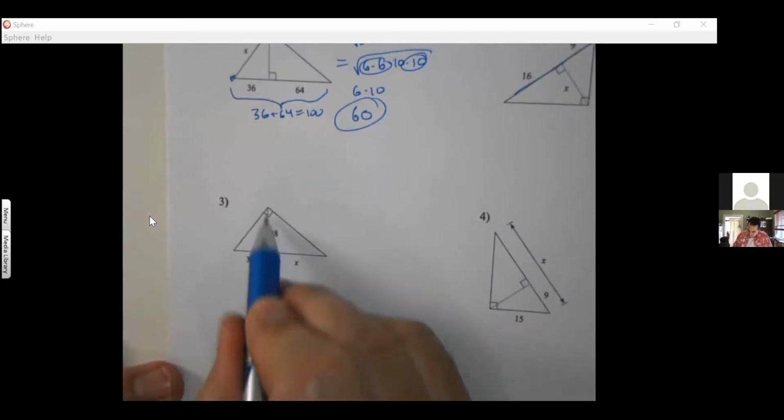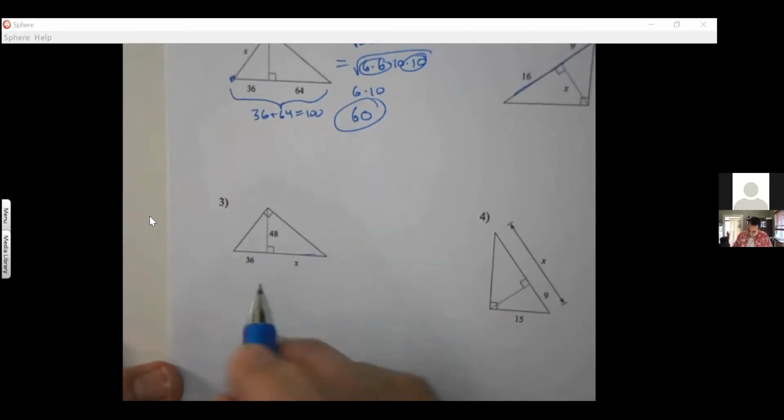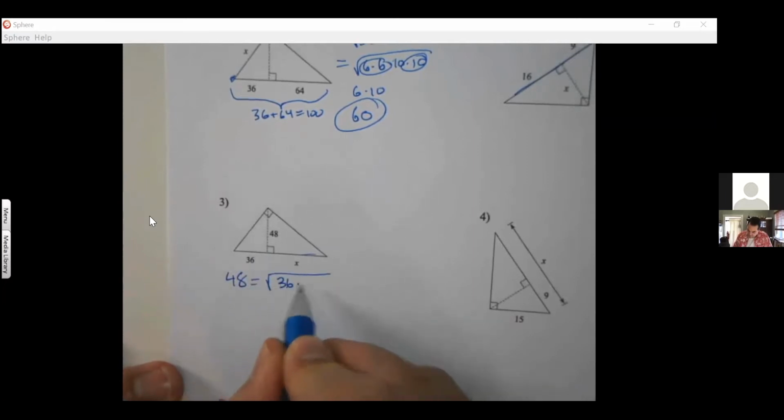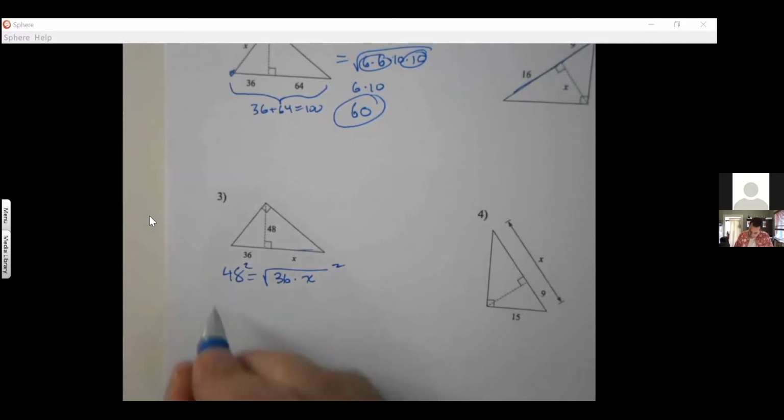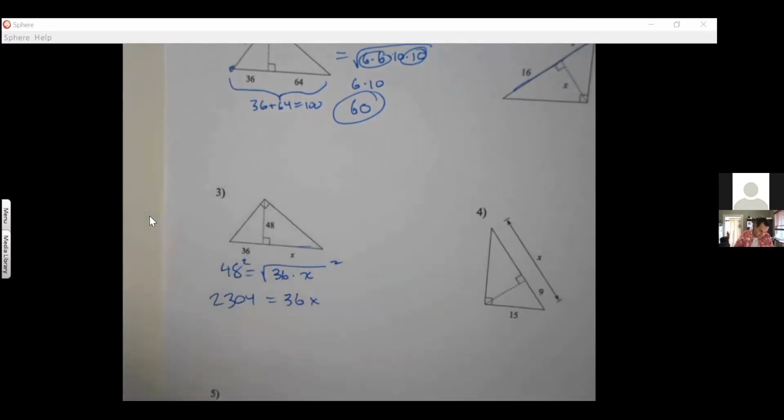All right, this time 48 is in that spot. It's going to equal the geometric mean of these. So 48 equals the geometric mean of 36 times x. Square both sides. 2304 equals 36x. Divide by 36, divide by 36, 64 equals x.